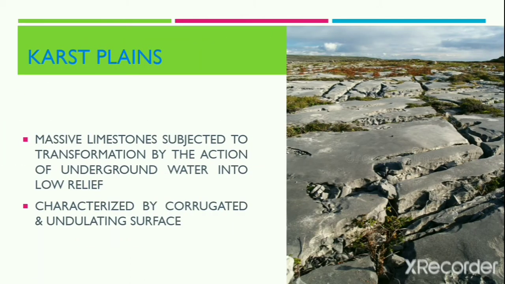While you look into the karst plains, the plateaus generally, if they are composed of massive limestone, are subjected to chemical weathering and erosion by the groundwater and are ultimately transformed into lowlands of very low relief. Such plains are called karst plains, which are formed at the end of the karst cycle of erosion. The surface of a karst plain is generally characterized by a corrugated and undulating surface.